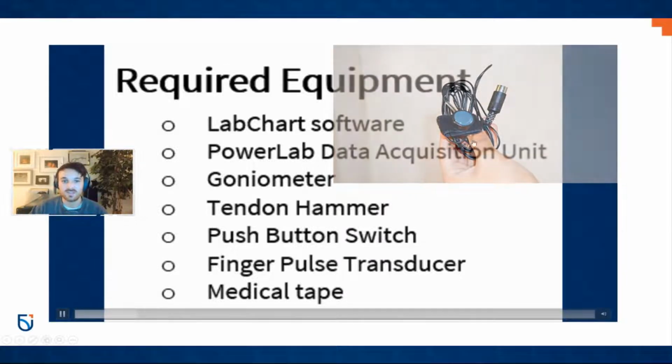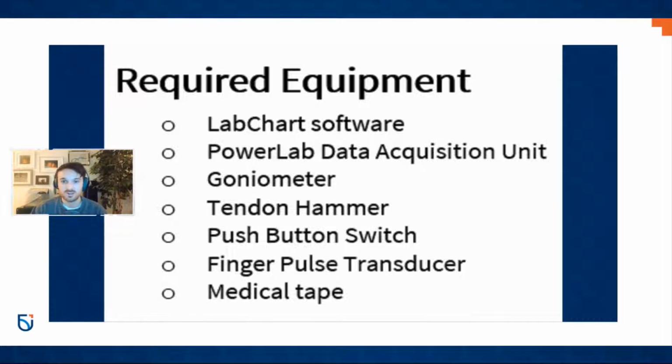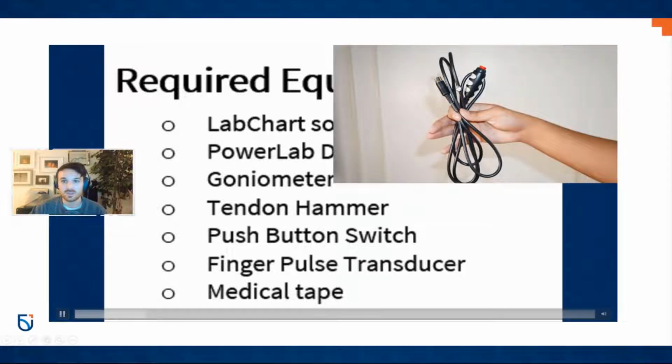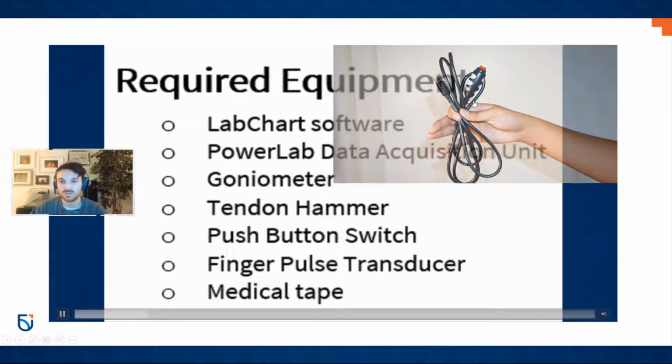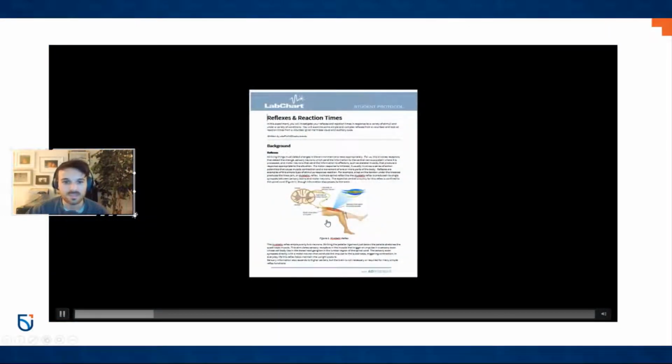We need this little finger pulse transducer for our experiment number 2. And then this little push button switch, again, for our experiment number 2. That's the reaction time part of the experiment. And then finally, we need some medical tape.